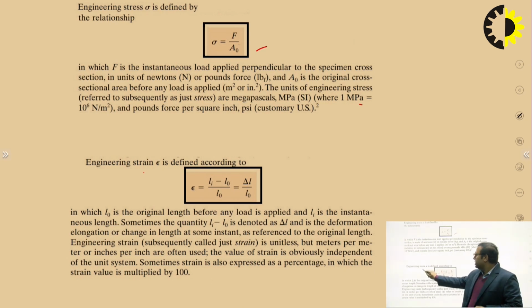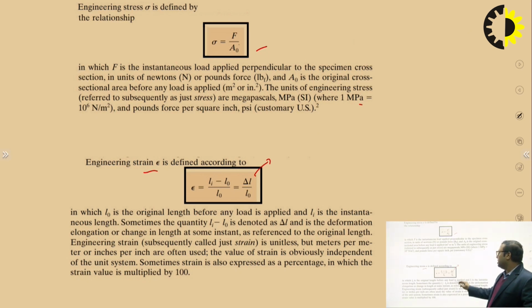Coming on to the engineering strain. Engineering strain is defined as the change in length upon original length. Since in the numerator also length is there and in the denominator also length is there, it is a unitless quantity.